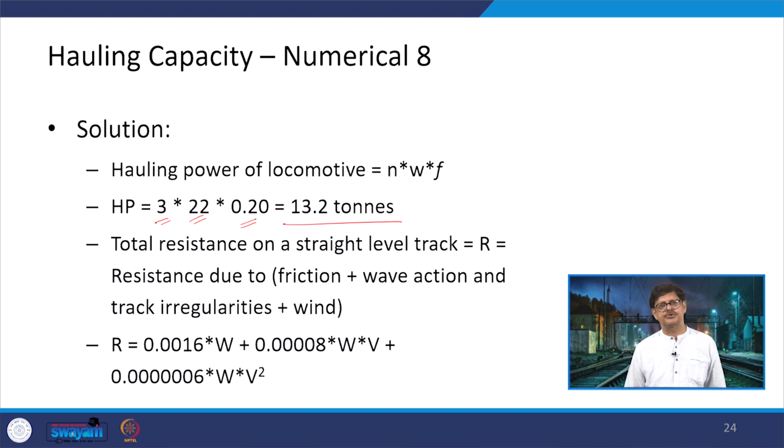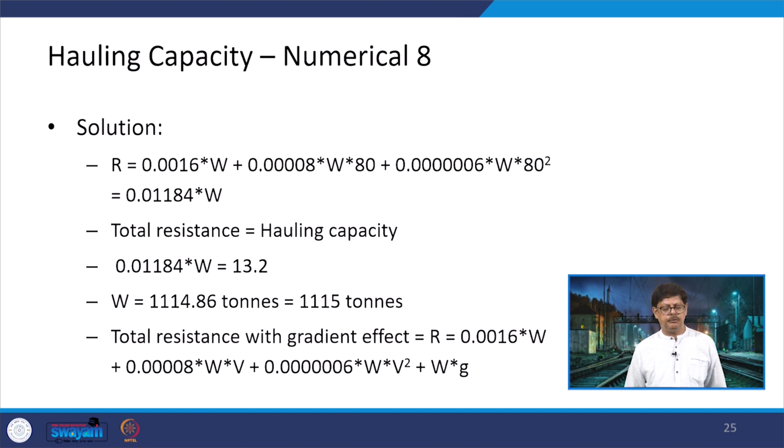Total resistance on a straight track is a simpler one, related to friction, wave action, and wind effect as an atmospheric condition. So, 0.0016 W, plus 0.00008 W into V, plus 0.000006 into W into V square. That is the formula we will be considering here. When we put the values, we do not know the value of W, which is to be calculated. So, W remains as such, but V is given as 80. So, we get an equation here as 0.01184 W. And this is equated with the hauling capacity of 13.2, which gives us a load of 1115 tons.